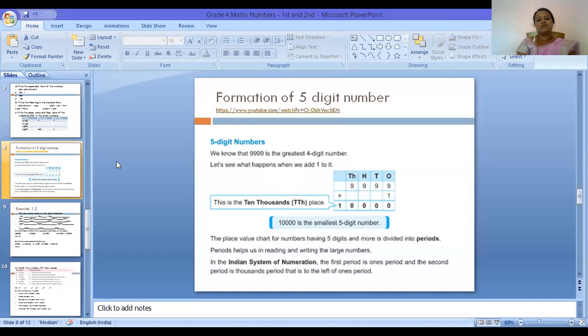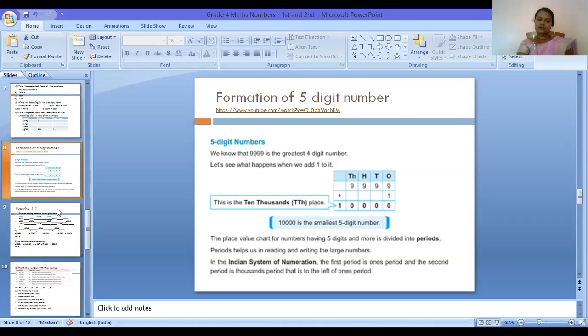We know that 9,999 is said to be the greatest 4-digit number. So when we add 1, we would be receiving the answer as 10,000, which is called the smallest 5-digit number. The place value chart for the numbers having 5 digits and more is divided into periods. Periods help us in reading and writing the large numbers. In the Indian system of numeration, the first period is ones period and second is thousands, and further it continues to lakhs and crores.